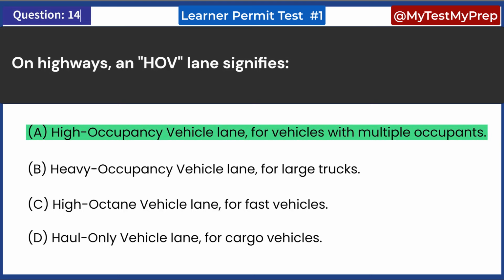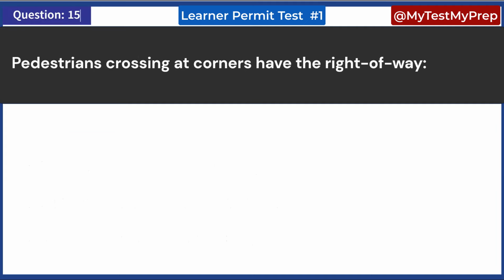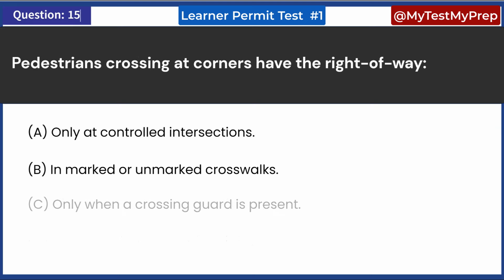Answer: A. High occupancy vehicle lane, for vehicles with multiple occupants. Pedestrians crossing at corners have the right of way.